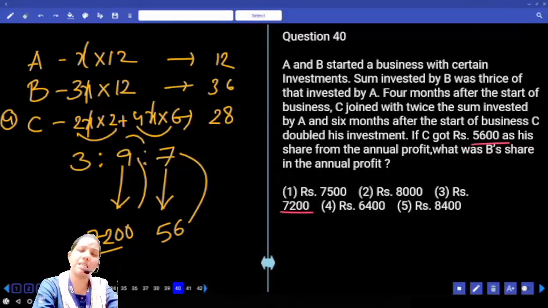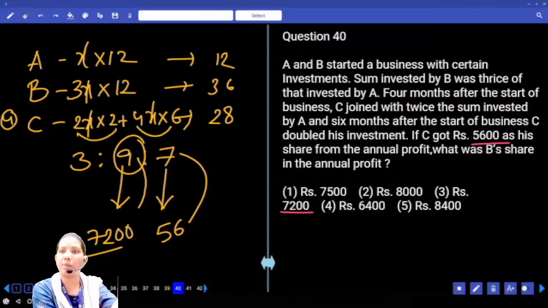Or directly, B equal to 9 parts. Your answer must be a 9 multiple, only 1 is a 9 multiple. That is third option. 9 multiple check chesi answer petaychu.